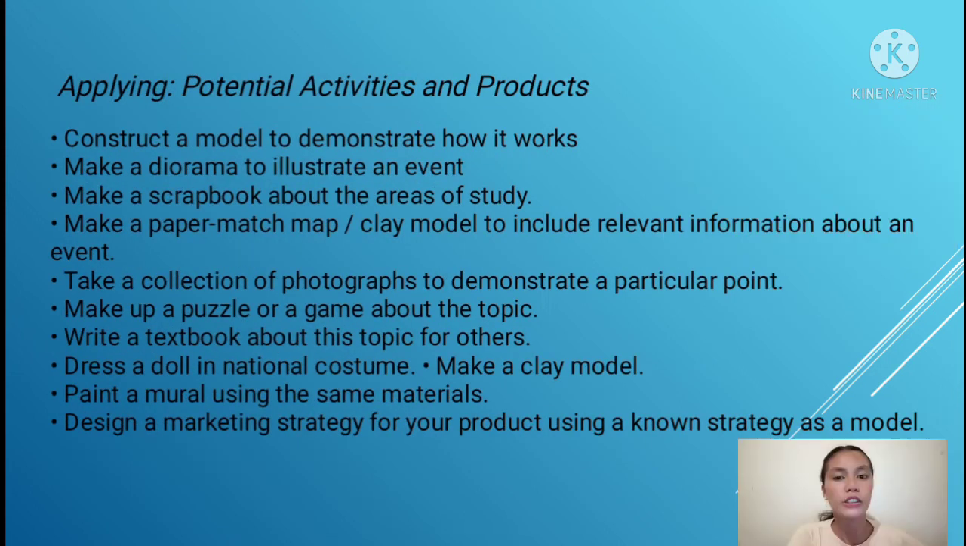So in applying, the potential activities and products are: construct a model to demonstrate how it works, make a diorama to illustrate an event, make a scrapbook about the areas of study, make a papier-mâché map or clay model to include relevant information about an event, take a collection of photographs to demonstrate a particular point, make up a puzzle or a game about the topic, write a textbook about this topic for others, dress a doll in national costume, make a clay model, paint a mural using the same materials, and design a marketing strategy for your product using a known strategy as a model.